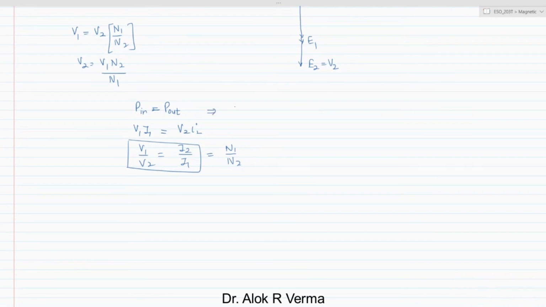From here we can say that primary volt amperes is equal to the secondary volt amperes. The total volt amperes will remain the same, and the current ratio will be the opposite of the voltage ratio. It means that if we define the turns ratio N1 by N2 as A, then I1 by I2 will be 1 by A.